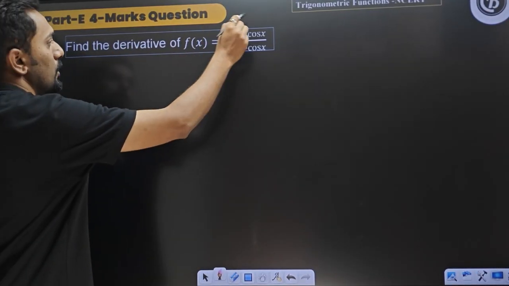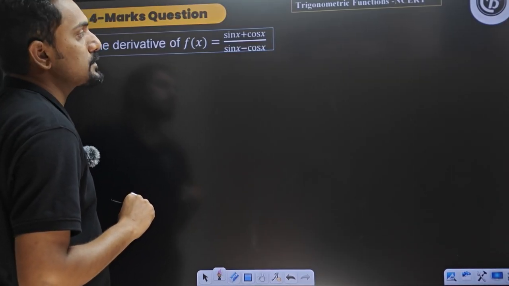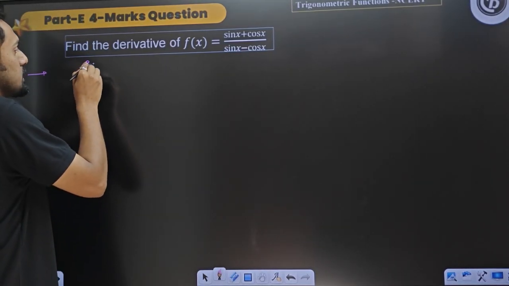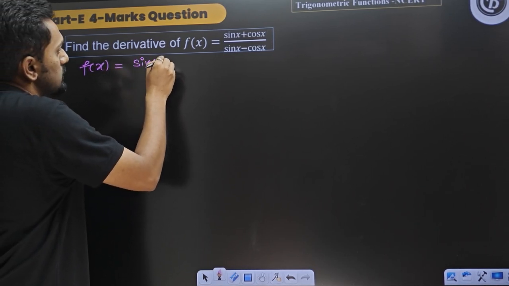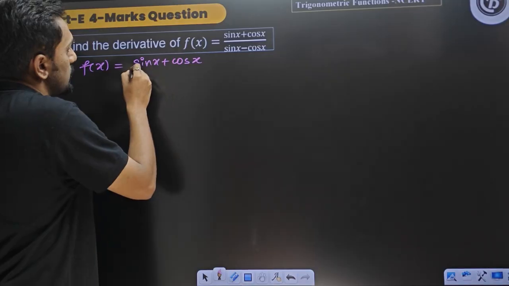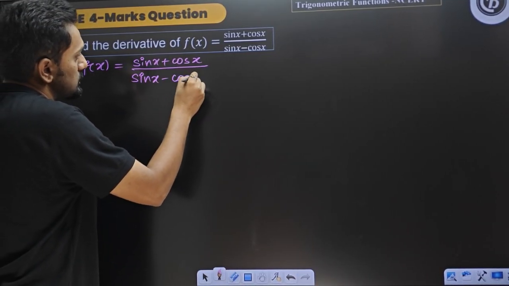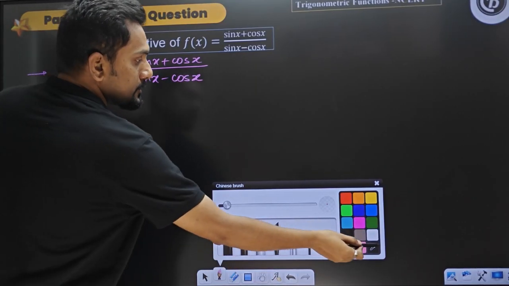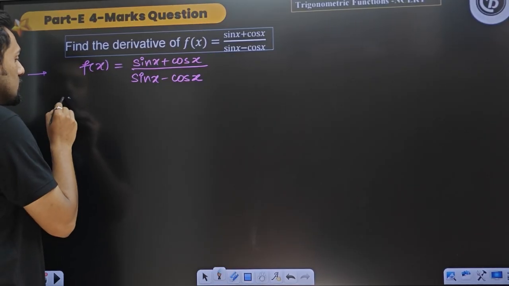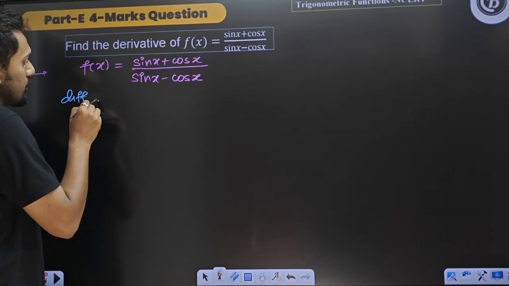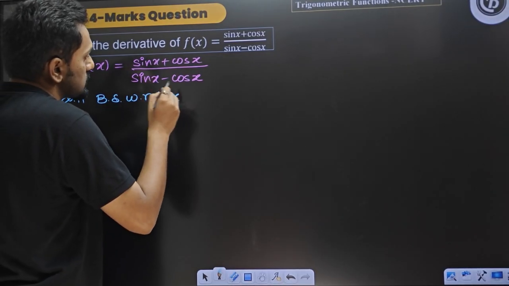Find the derivative of f of x where f of x is equals to sin x plus cos x divided by sin x minus cos x. So consider the given function f of x is equals to sin x plus cos x divided by sin x minus cos x. Okay, then again we will use quotient rule, differentiating both sides with respect to x.